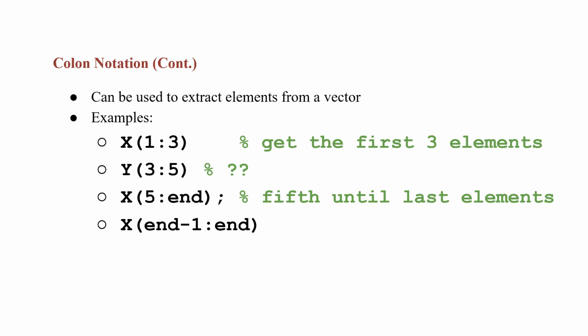Another useful way we can use the colon notation is to extract elements from a vector. So if I have a vector saved in MATLAB named x, and I call x bracket 1 until 3, this will mean I want to get the first 3 elements from x. I want to extract them and output them in the command window. The second command, y bracket 3 until 5, means I want to extract the elements from y lying at index 3 until index 5.